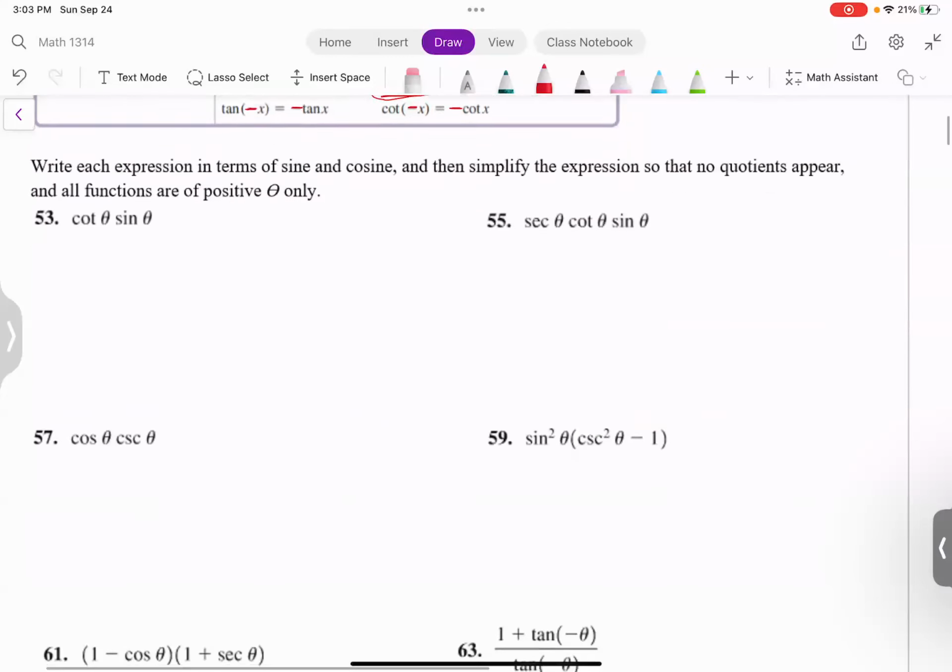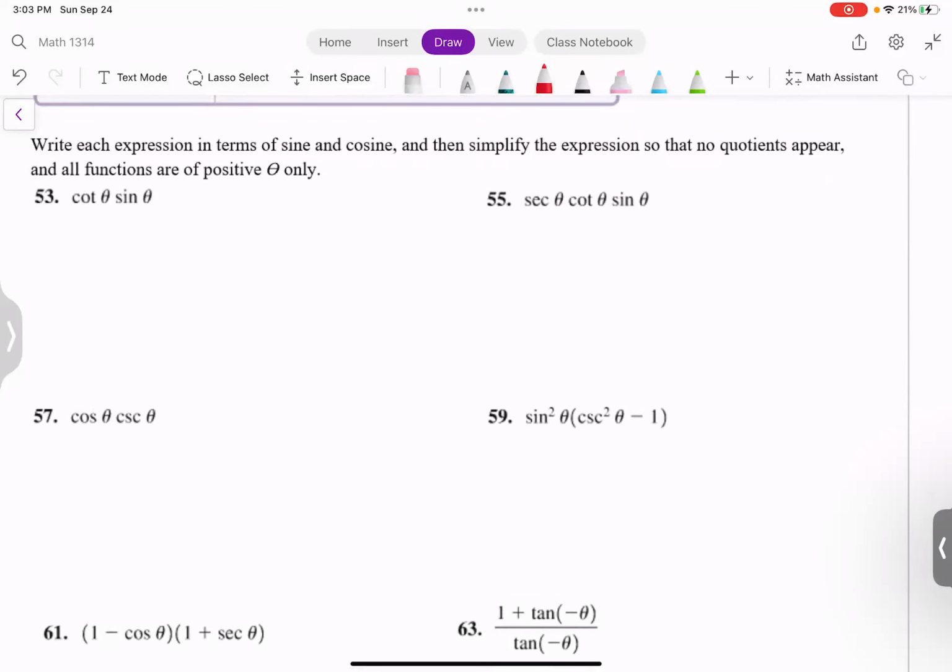Okay, let's see the following examples. The question is, write each expression in terms of sine and cosine, and then simplify the expression so that no quotients appear. And all functions are of positive theta only. So for the following questions, we want to simplify the terms, and also we want to have no quotient appear. That means I cannot have this. I need to continuously simplify this. This is tangent theta.